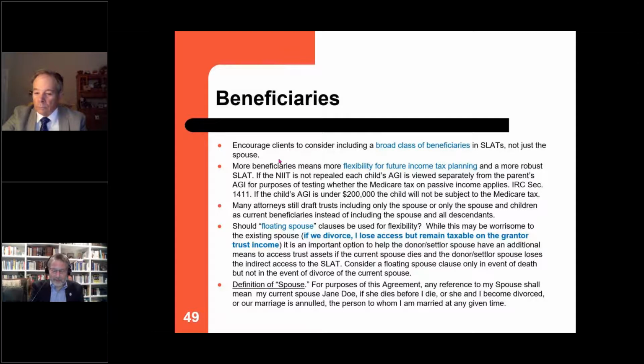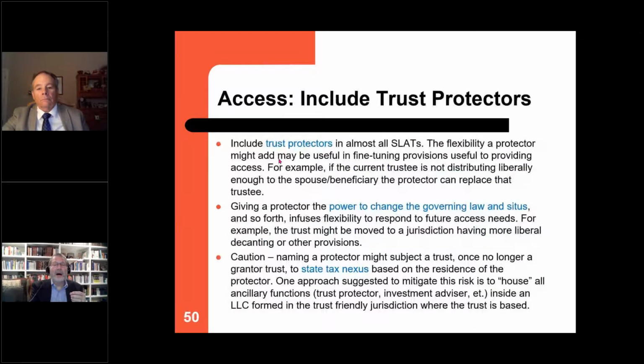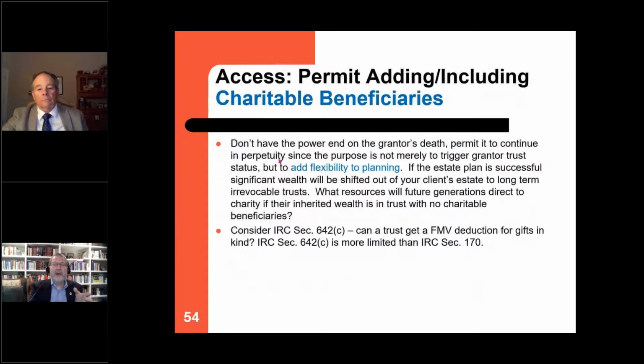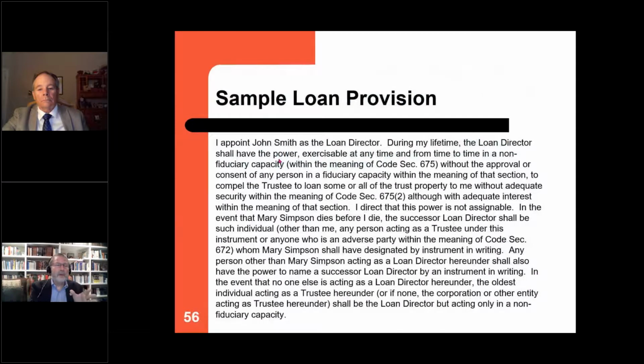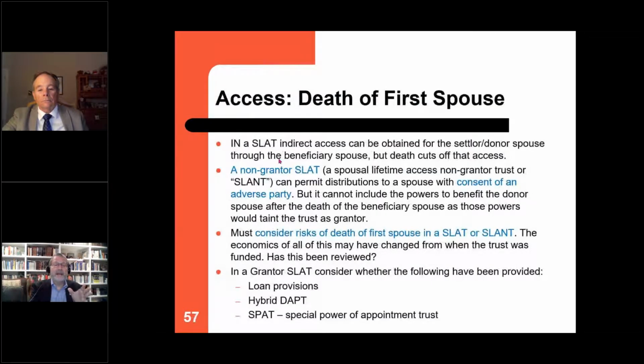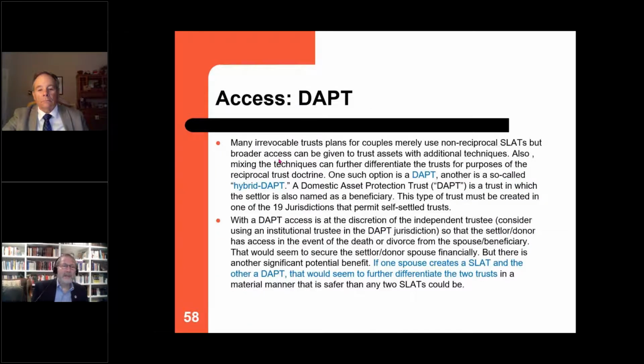Jonathan, we don't really have time to get into it, unless you want to talk about it, because we've done other programs and we need to do a program on it. There are lots of ways to add beneficiaries to a trust: a floating spouse clause, a broad class of beneficiaries, which can indirectly accomplish things that the settlor needs as well. Trust protectors, I'm going to skip. What I want to get to: loan provisions are critical, not just for grantor trust status, but to provide access. Now, Jonathan, let me turn it over to you and give you some time to talk.